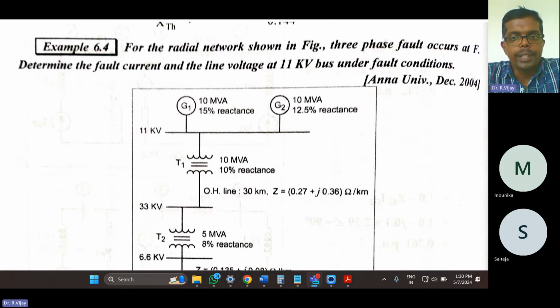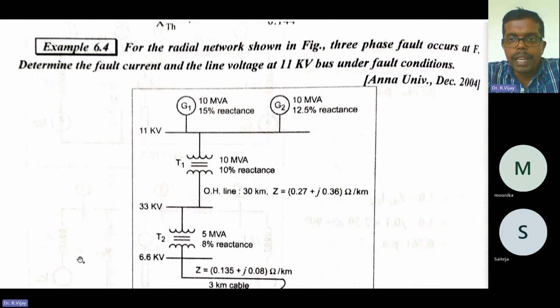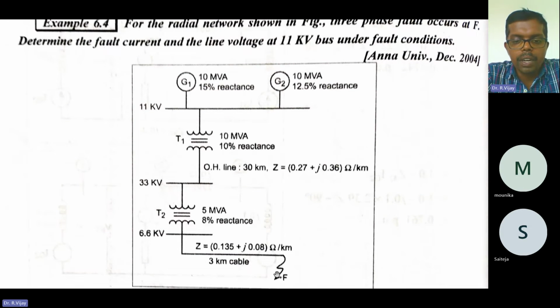Today, we are going to see the problem under the fault condition. So consider a radial network that is shown in the figure. A three-phase fault occurs at the point F. Here, this is the single line diagram.